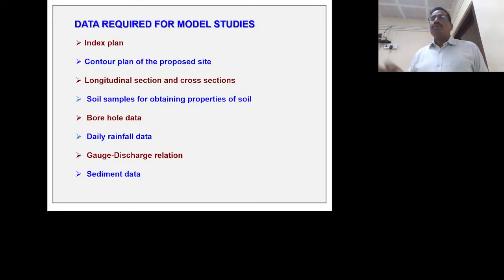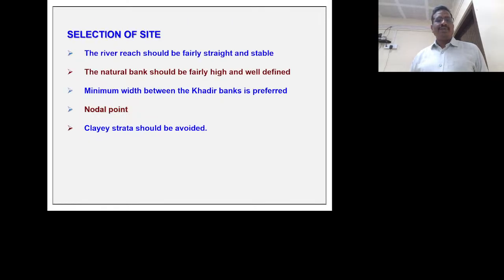Borehole data: where the hard rock exists near that structure. We should know about the hard strata near the hydraulic structure. Daily rainfall data for knowing the 25 years, 50 years, and 100 years flood. Gauge discharge relation, just now explained with the validation and calibration. For that, the gauge discharge relation for a particular discharge in this study reach is also very important for model studies. Sediment data is also very important in modeling of rivers.